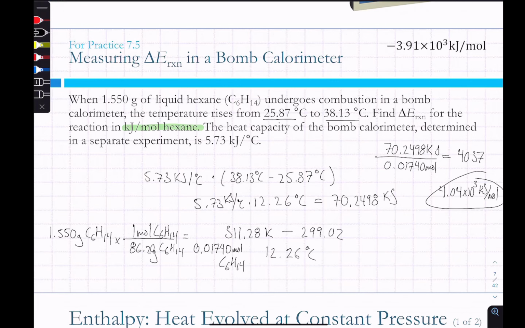Questions? Yeah. Oh yeah, it's slightly off, huh? Could be... oh, I missed a 5.